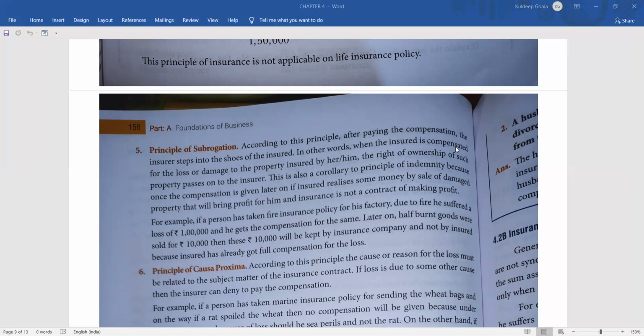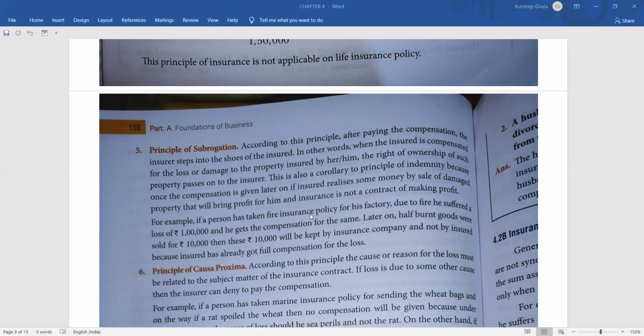Once the insurer has given you the money for the damage of the loss, after that the insurance company has the right over the goods, not you. For example, you have a vehicle which has met with an accident and you have got the insurance. After you have got the money, the full amount or whatever amount is settled, the vehicle will go back to the insurance company.